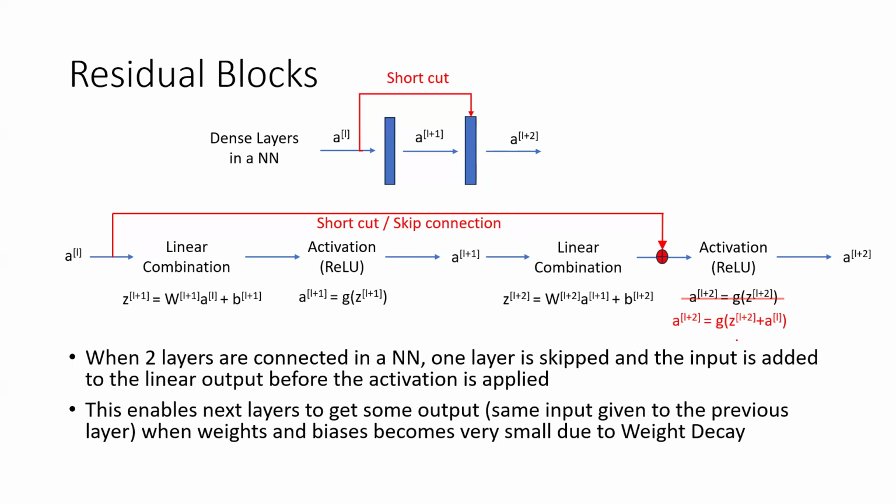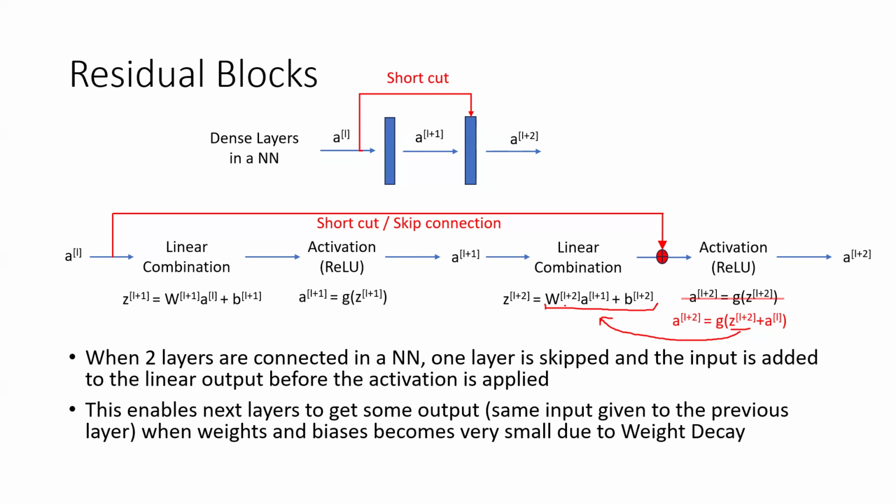So suppose now we have added this AL like this, right? This is this AL. What is ZL plus 2? ZL plus 2 is this one, right? WL plus 2 times AL plus 1 plus BL plus 2. Say now this one was something, this is a deeper layer, right?